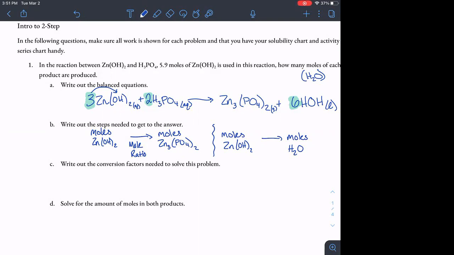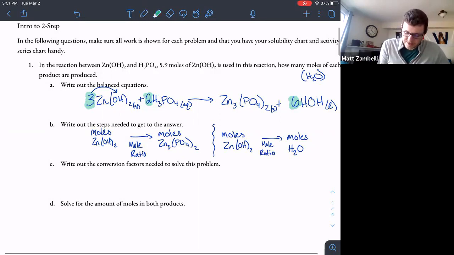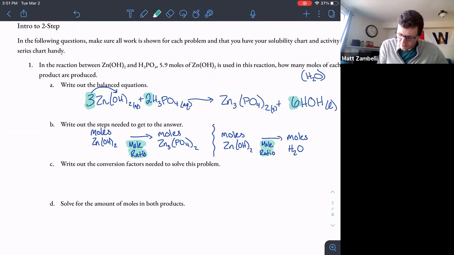Mole ratio? We're going to use that mole ratio again. Awesome. All right. So now in step 3 or step C, it says write out the conversion factors needed. So we've identified those conversion factors. We need the mole ratio up here, and we need the mole ratio up here. So let's write out each of those mole ratios. That way we know all the information needed to solve our problems.